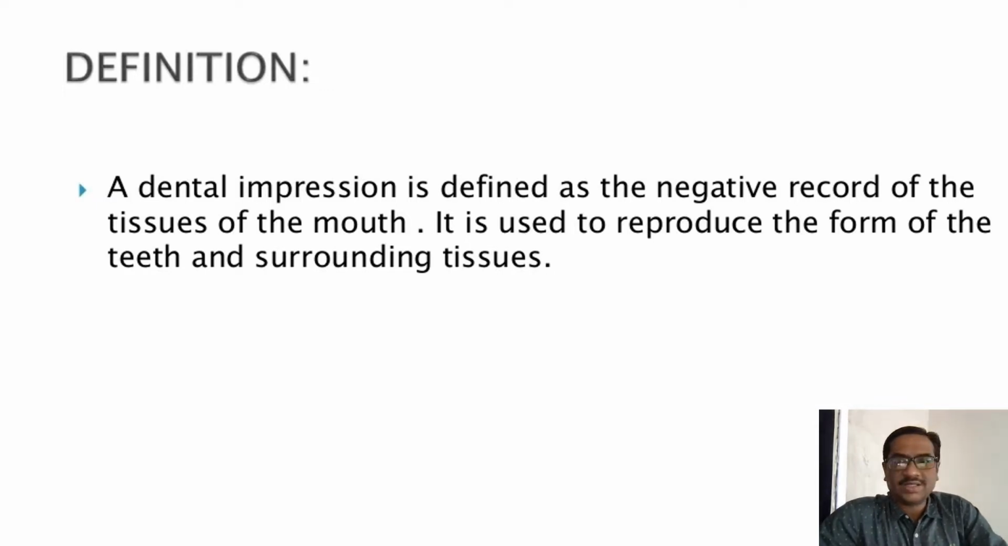And one more important thing, as I already told you, is that it should be rigid enough and along with that it should be dimensionally stable. So once it is removed from the mouth, before pouring of the cast, it should be dimensionally stable. It should not change any dimensions of the material. Understood? So while selecting, you need to know all these things. These are the main criteria.